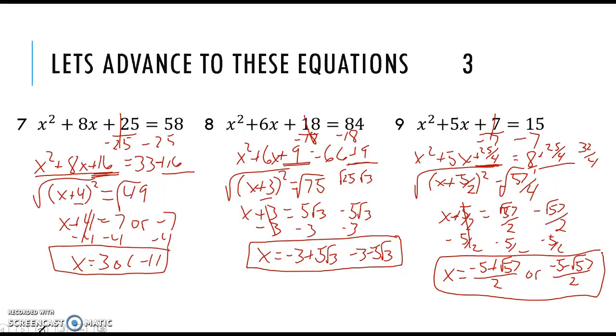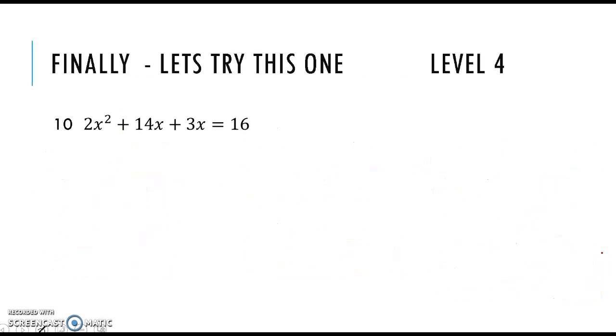Let's move on and take a look at this last level 4 question. And I typed this in wrong. This should not be a 3 here. It should just be 3. So the problem here is this. I'm going to have 2x squared. Okay, so I lied. I want this to be 30.